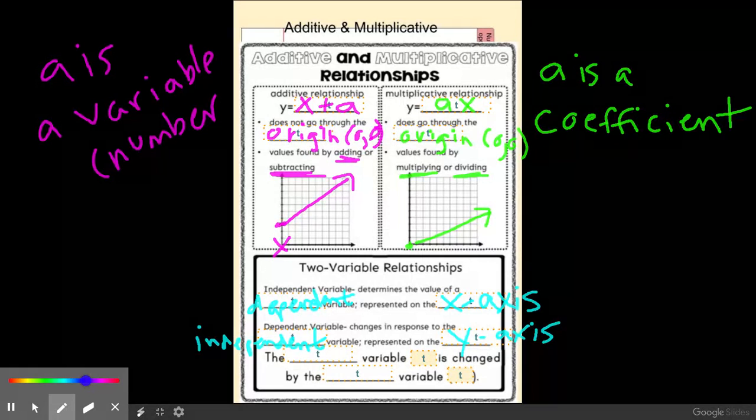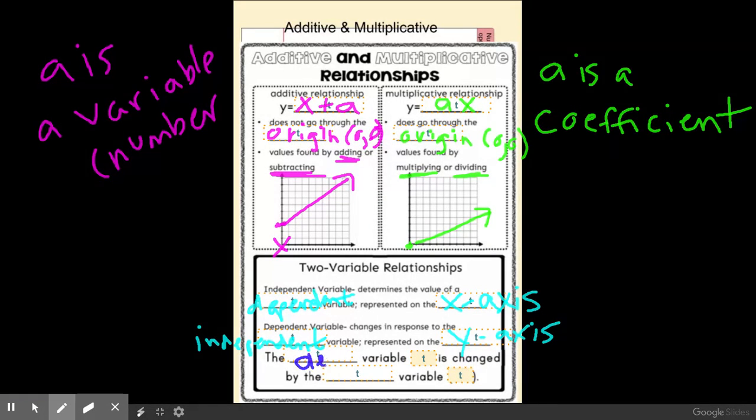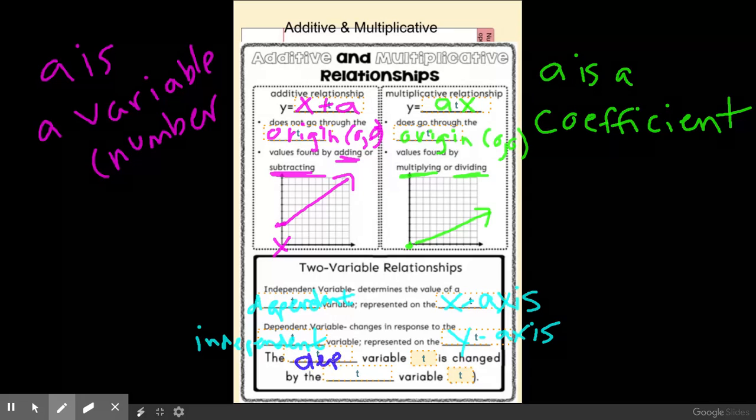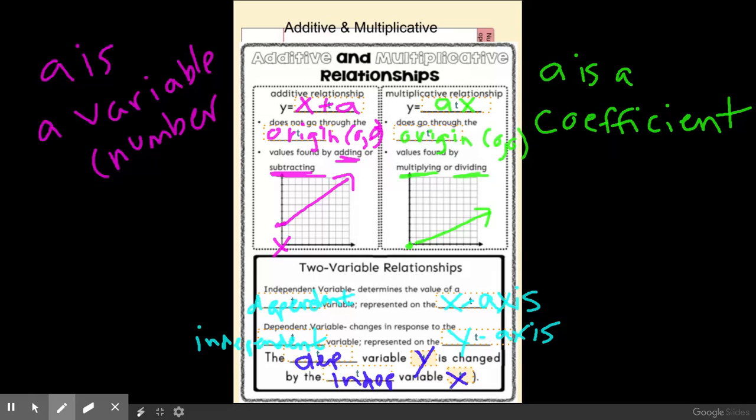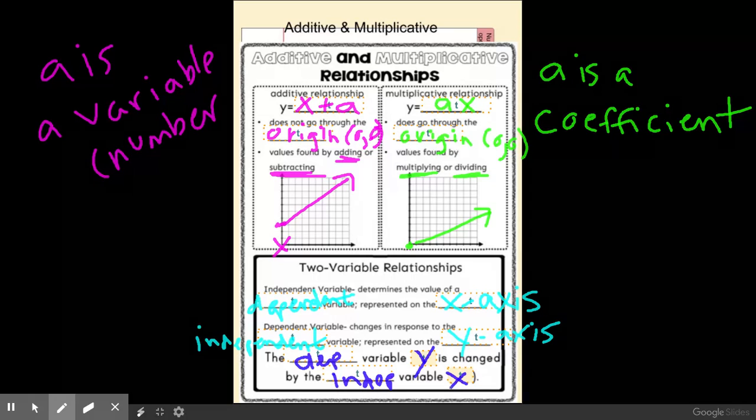And then it says the dependent variable, which is the y, is changed by the independent variable, and I'm abbreviating them. You can type them out if you want. Independent variable, which is the x. So again, that's not anything new. That's what we talked about before. So the dependent variable is changed by the independent variable. Remember we talked about how the dependent variable is the outcome, and the independent variable is the thing that we're physically changing.